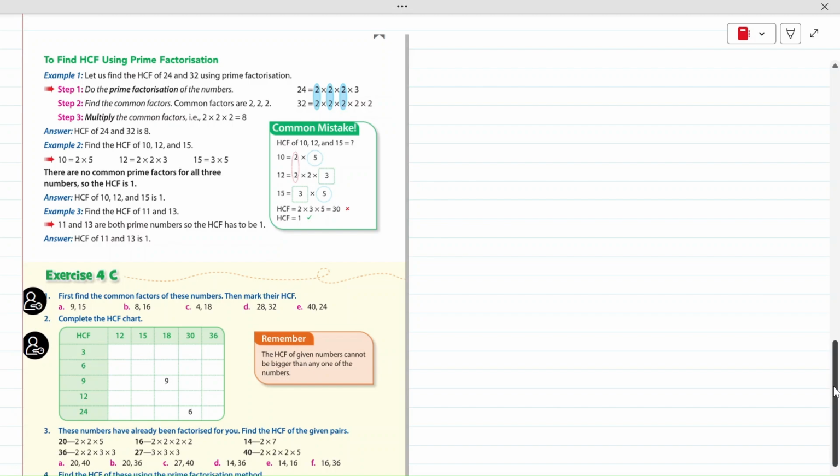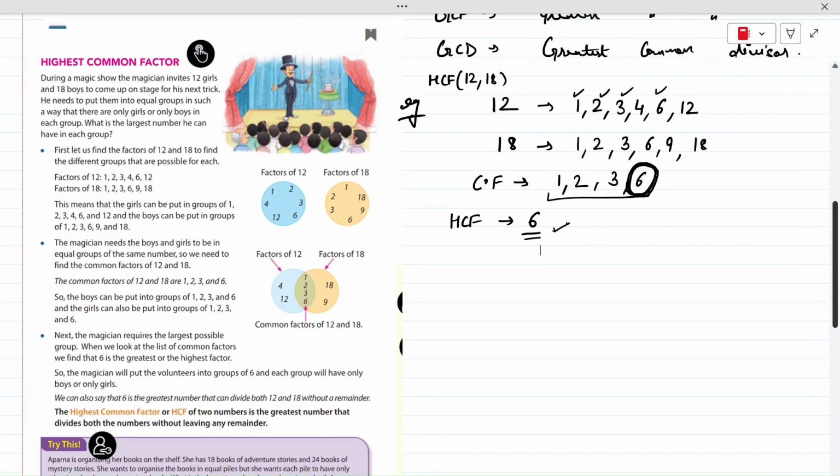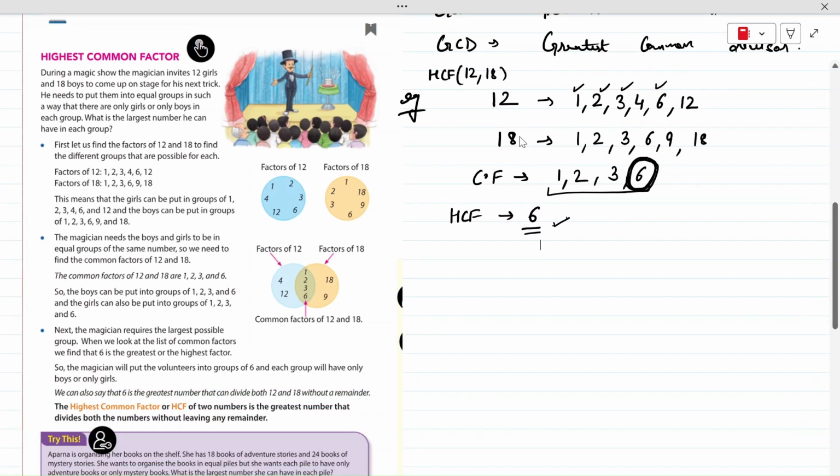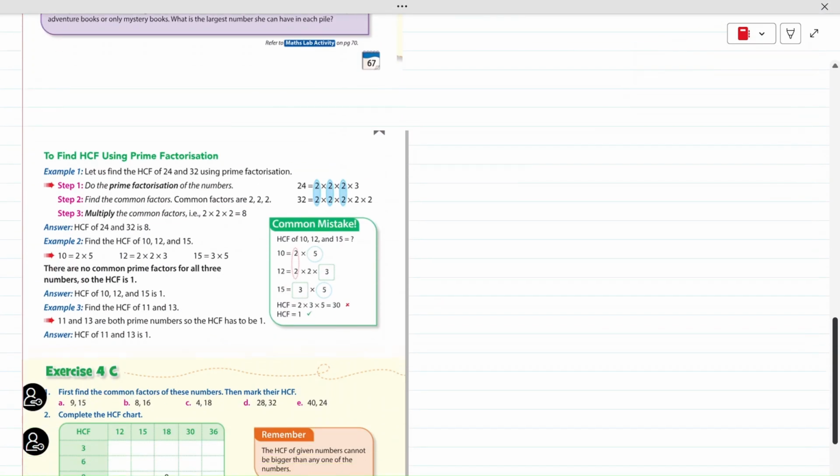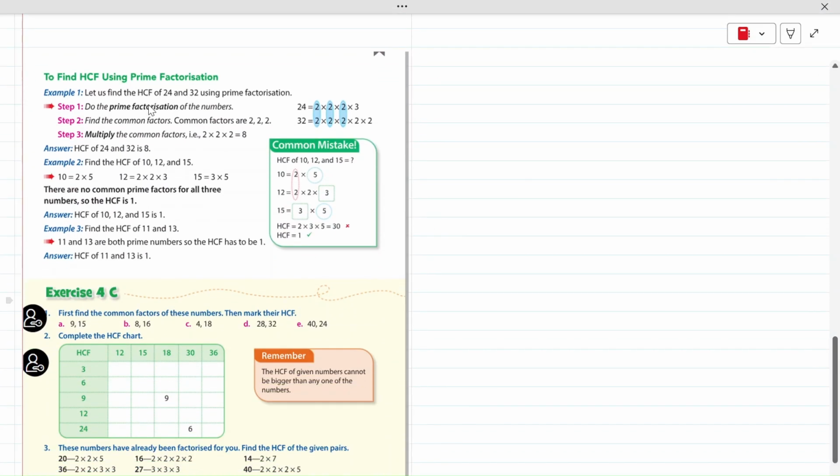First is the common factor method that we have just done, where we have written the two numbers, found all the possible factors, then found the common factors, and among those common factors we pick the highest factor. This is one way to do it. The second way is using prime factorization, which is also explained here. See, do the prime factors.